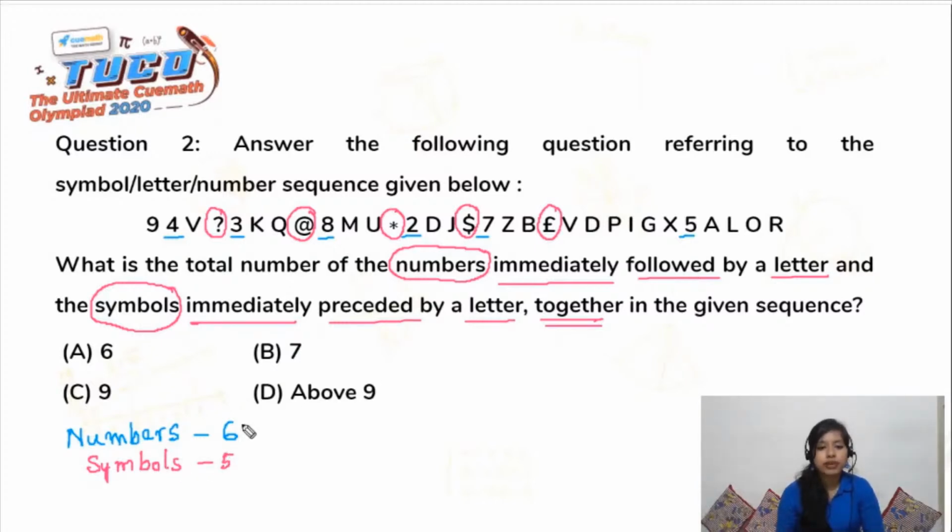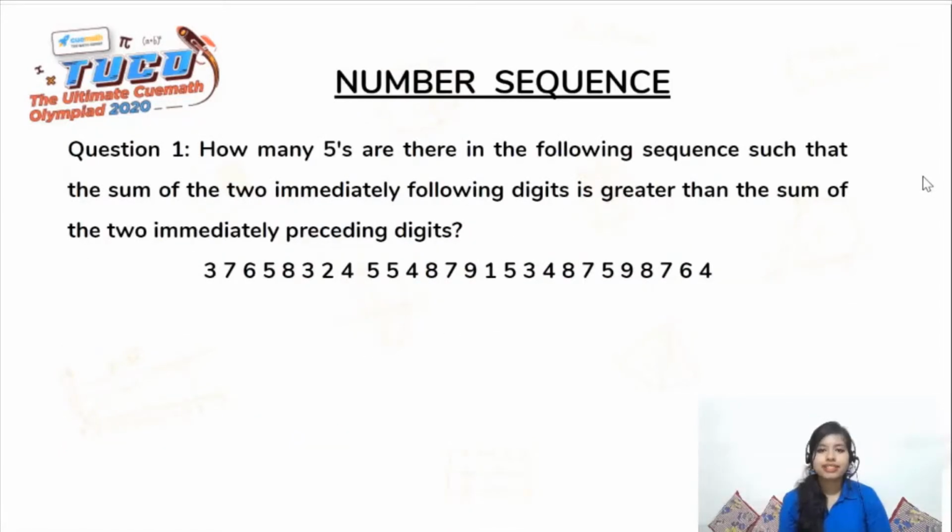So now from here, when we add up these two, 6 plus 5, it gives us 11. So this gives us 11, and hence the option to this question is nothing but above 9. With this, we'll proceed to our next objective. Let's start with our number sequence now.